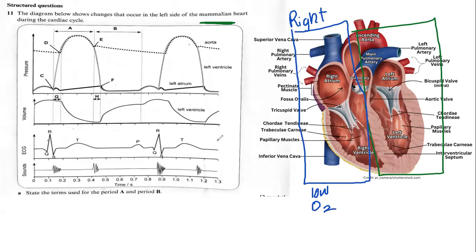Yeah. Okay, good. Now let's talk about blood on the left hand side. How would we describe the blood on the left hand side? We'd say it's what? Oxygenated. Very good. So we could say it's high in what? High in oxygen.